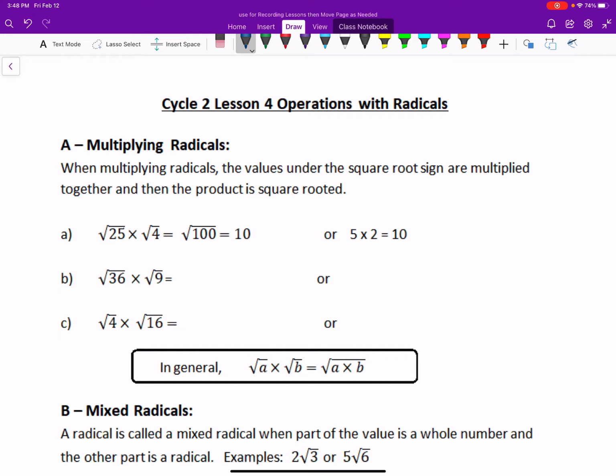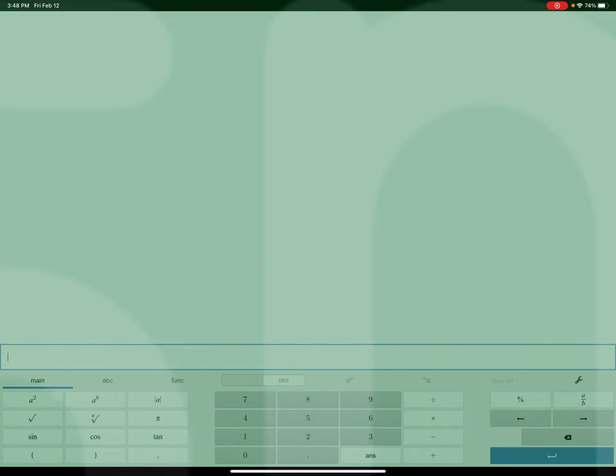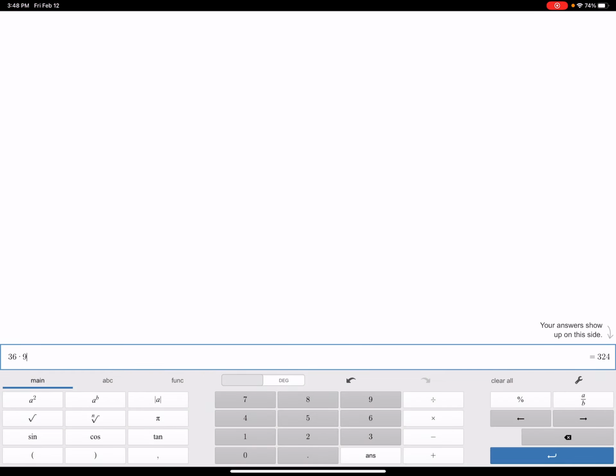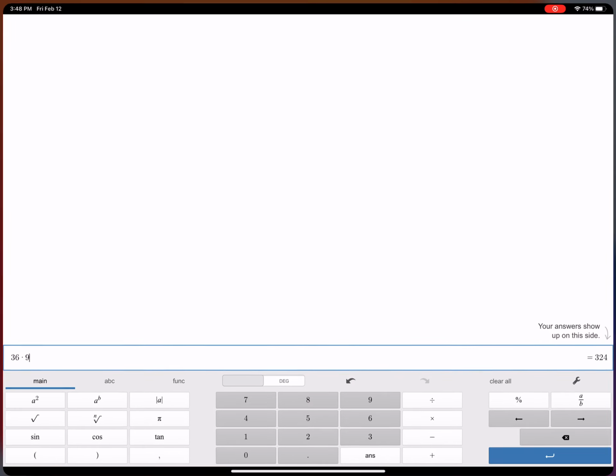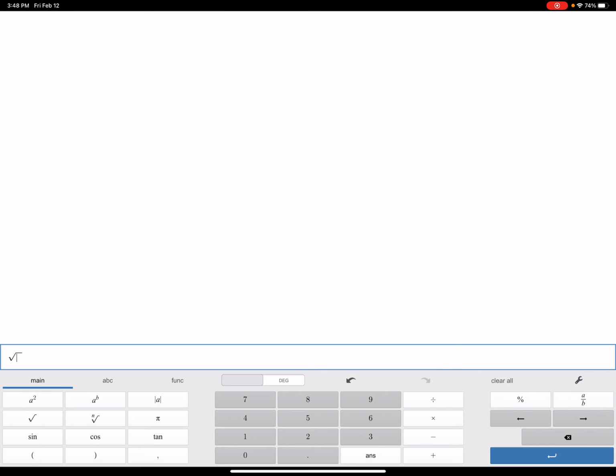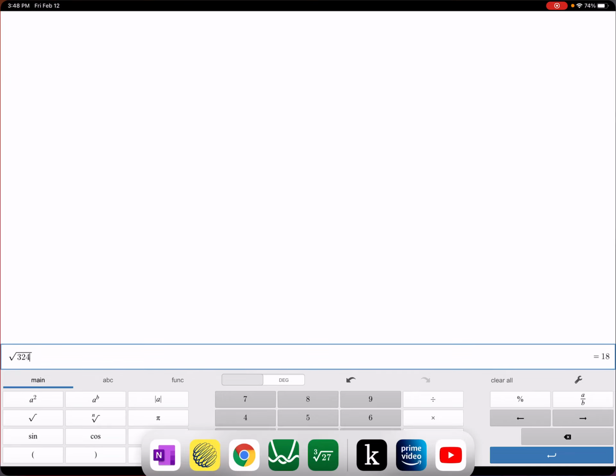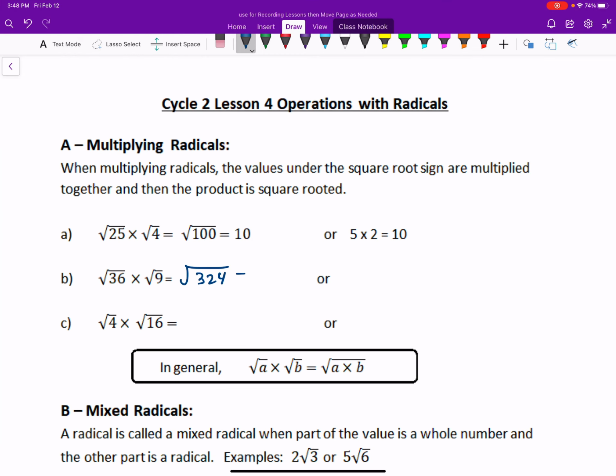Square root of 36 times the square root of 9. 36 times 9 is 324. So square root 324. If I take the square root of 324, it equals 18. Just like the square root of 36 is 6, and the square root of 9 is 3, that would equal 18. So root 4 times root 16 would be 64.